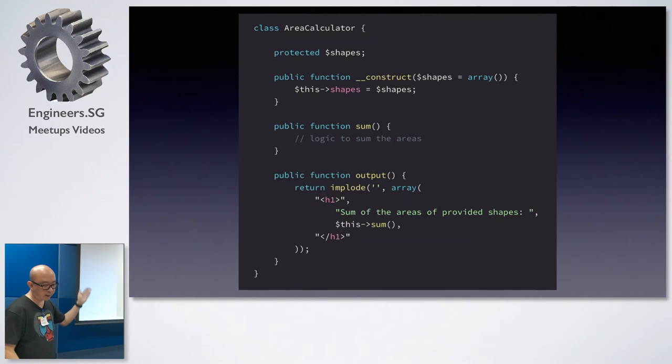You look at it, it takes in a constructor an array of shapes. There's a function called sum, which basically has some magic logic, which we'll cover later, that brings all of them together. And of course, the third part will be the output. So once I instantiate this class, I will say, hey, here's an array of squares and circles, give me a total area.